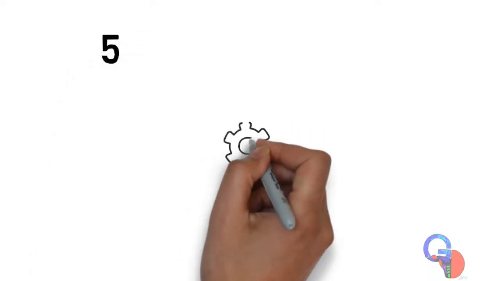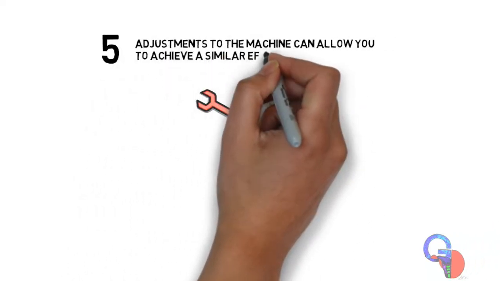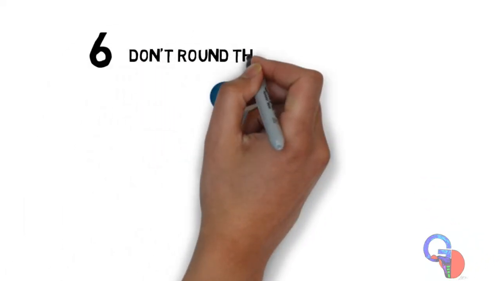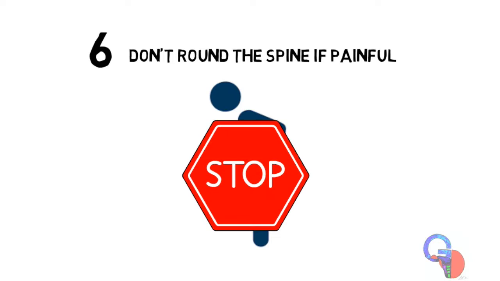5. Adjustments to the machine can allow you to achieve similar effects with less rounding. 6. I don't recommend rounding or arching or any movement of the spine if any of those movements aggravate your pain or whatever your symptoms are.